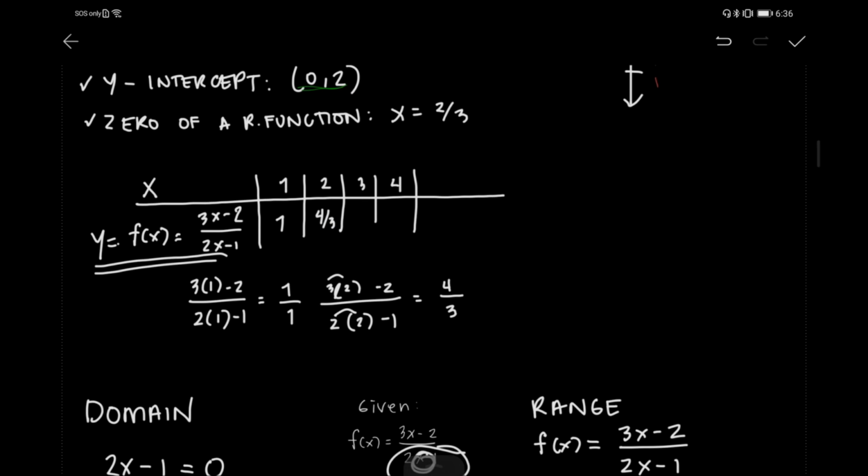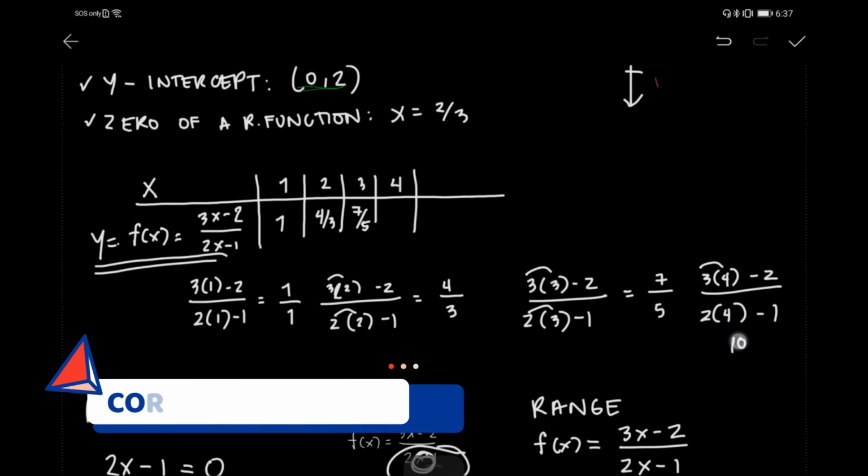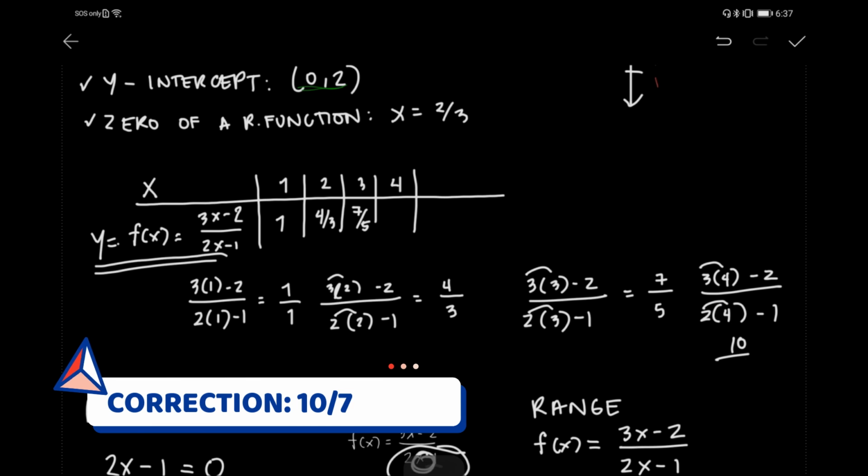How about if x natin is 3? So, magkakaroon tayo dito ng 3 times 3 minus 2 all over 2 times 3 minus 1. So, this is 9 minus 2 is 7. Then, 2 times 3 is 6 rather. Minus 1 is 5. So, this is 7 over 5. Okay? How about if 4? So, we have here 3 times 4, then minus 2 all over 2 times 4 minus 1. So, this is 12 minus 2 is 10. 8 minus 1 is 9. So, this is 10 over 9.